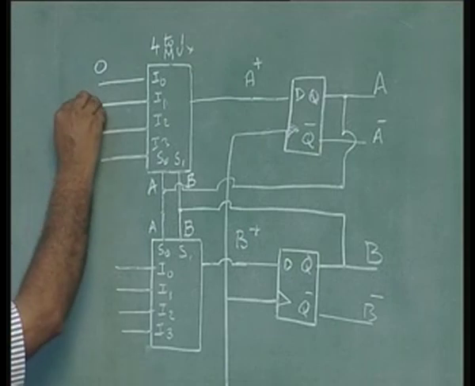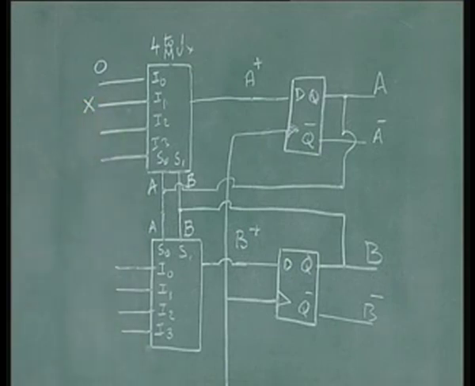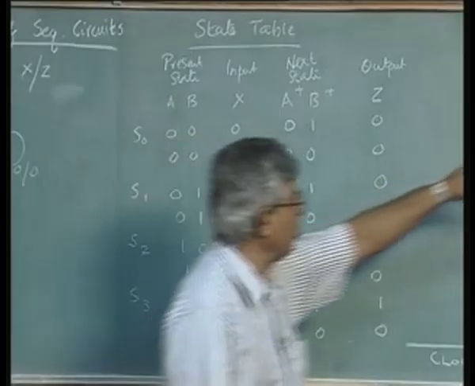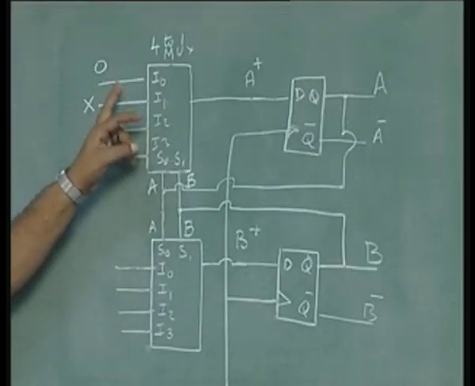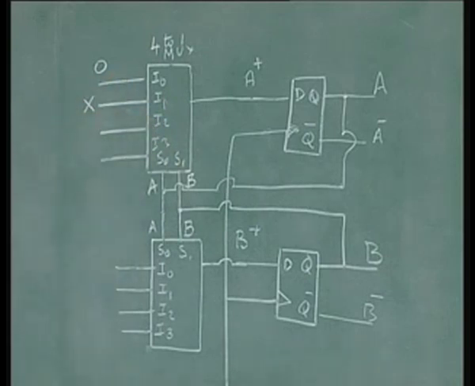That means I connect x to this. If x is 0, this will become 0, x is 1, this will become 1. In the previous case, whether x is 0 or 1, this should be 0, so I put a 0 here.